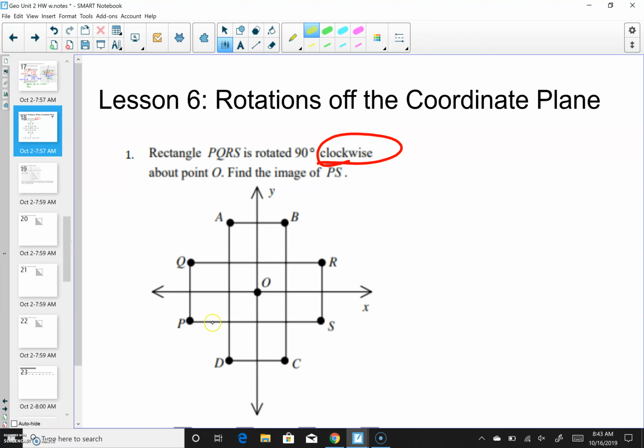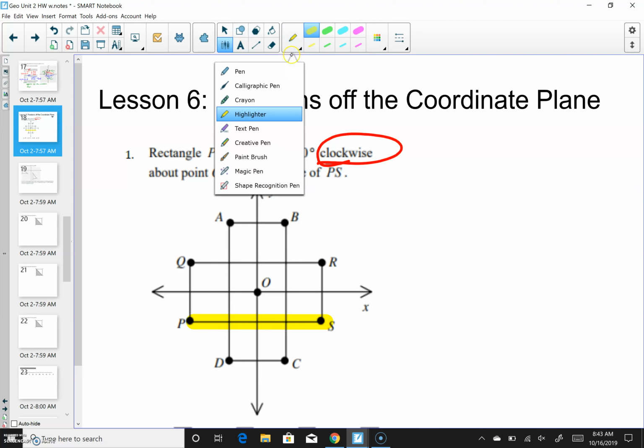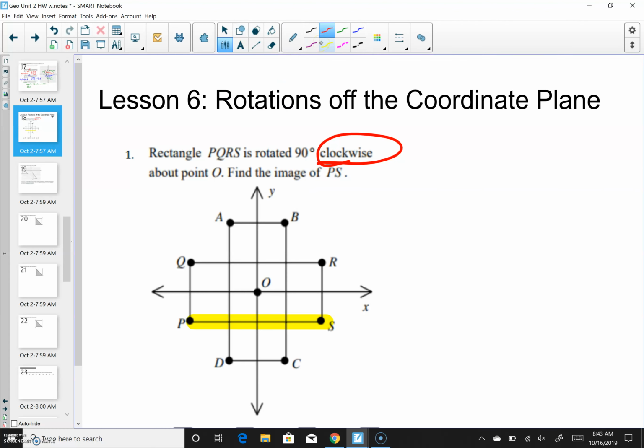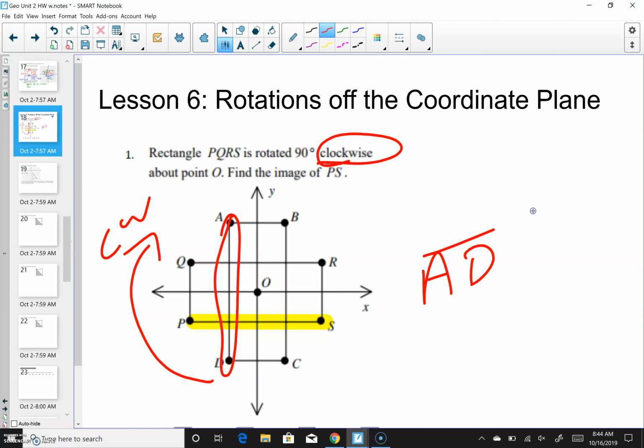So here is segment PS. If we rotate that 90 degrees clockwise, that's going to look like this. There's our clockwise rotation. What side is PS going to end up on? Well, if we spin that shape 90 degrees, we are going to end up on segment AD. All right, so that's what happens when we rotate that rectangle clockwise 90 degrees. It ends up on rectangle ABCD, and then PS would correspond with AD.